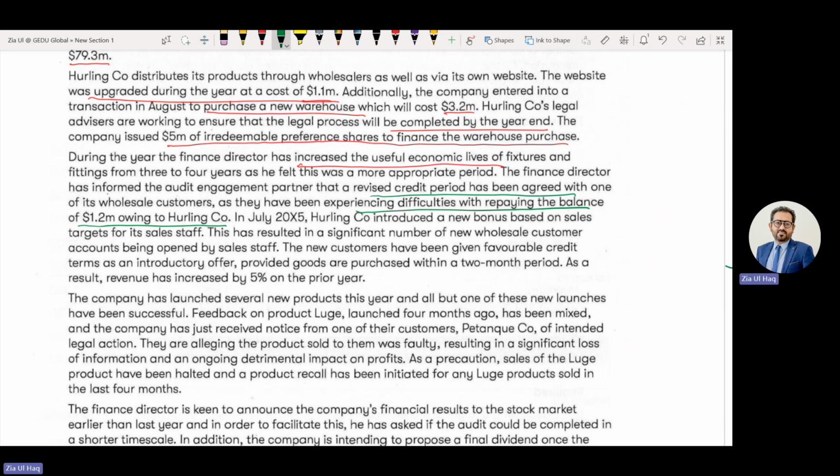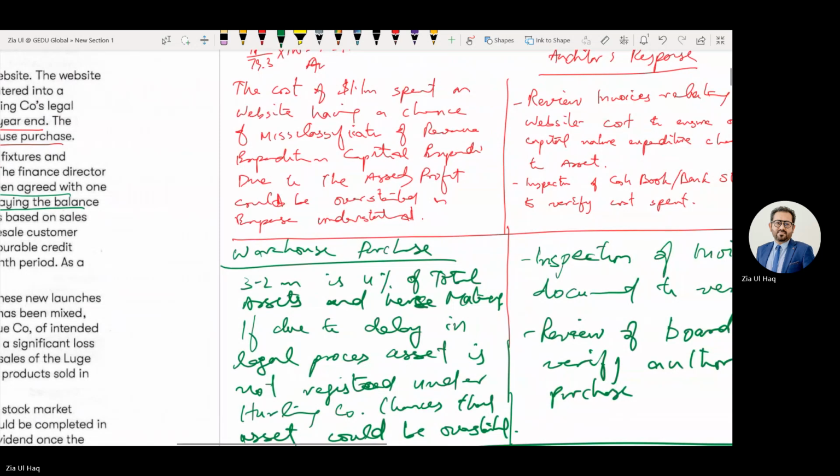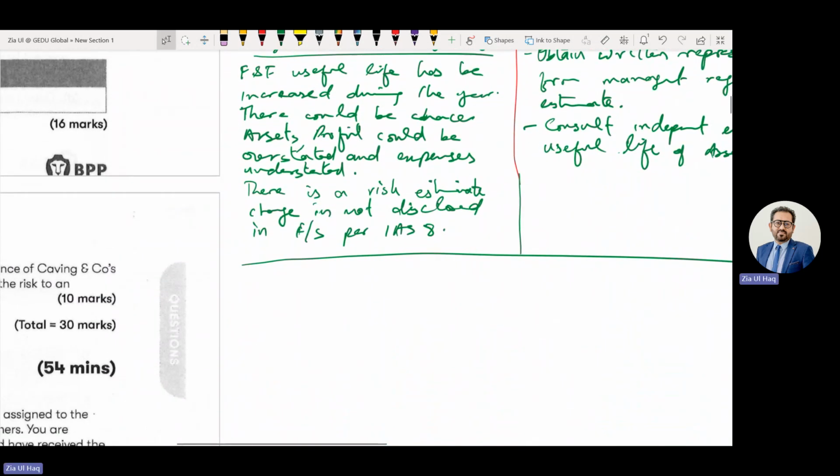So if this receivable is unable to pay the debt, there could be chances of bad debts. And if provision for doubtful debts is not recorded properly, assets and profit could be overstated and expenses understated. The amount is 1.2 million. So we'll put a heading: Receivable.